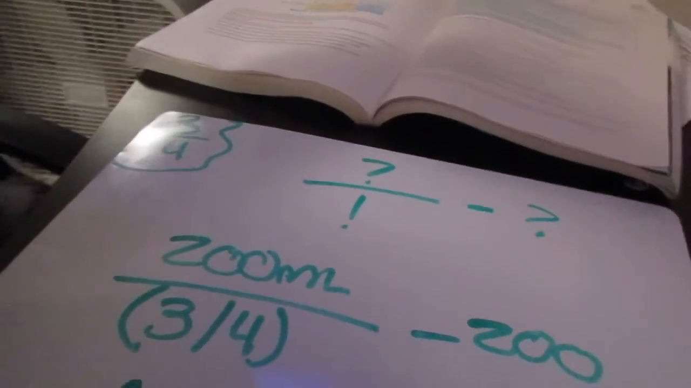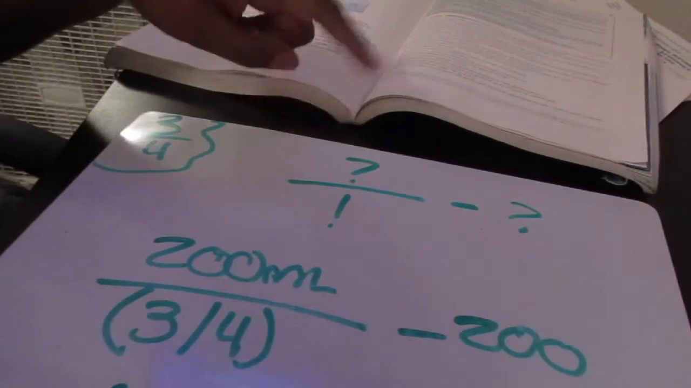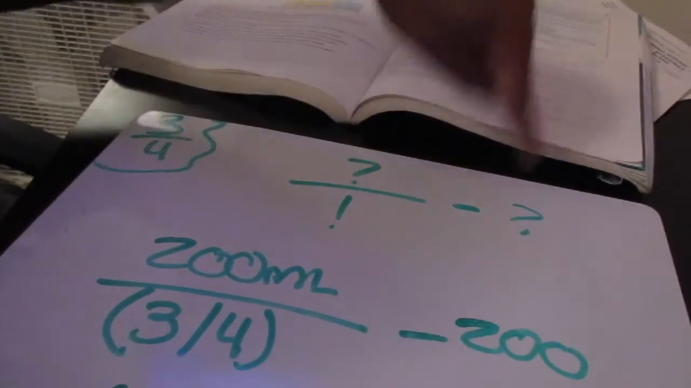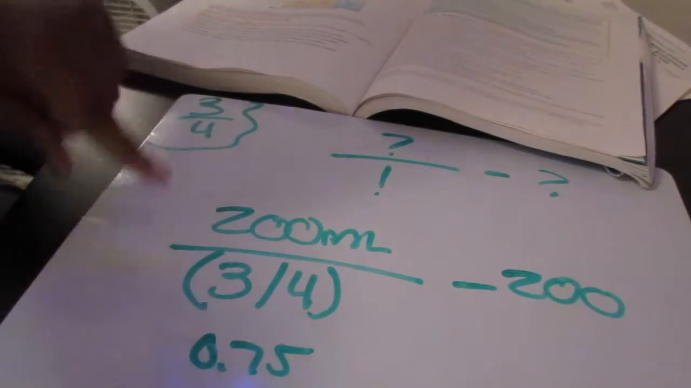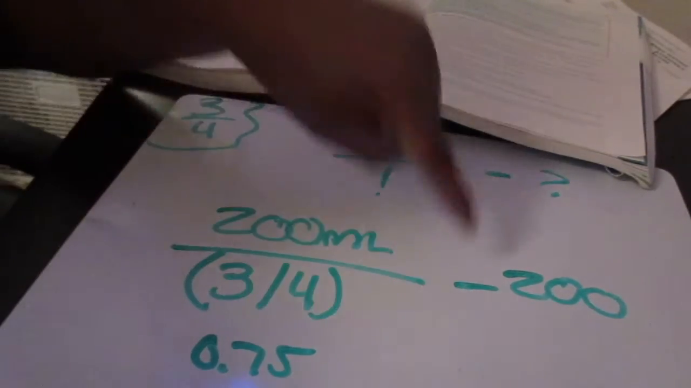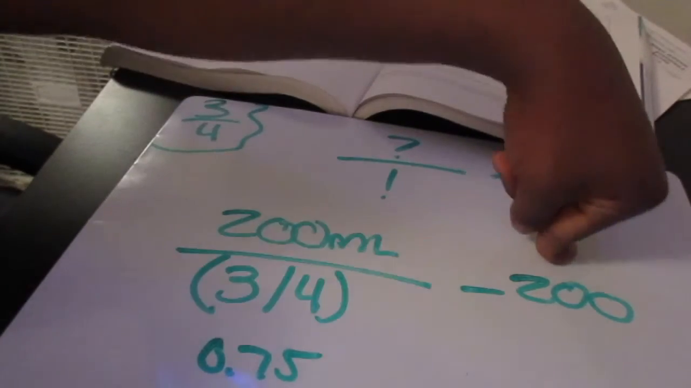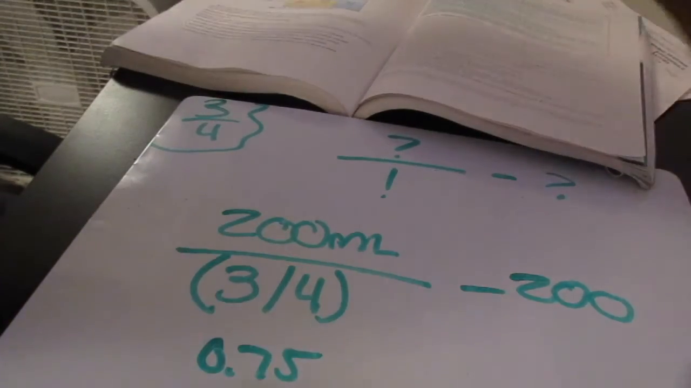I don't know if this helps you guys or confuses you more, but I'm going to keep doing it. But question mark divided by exclamation point minus question mark. So 200 milliliters is what they tell us is available, divided by the strength, which is 3/4, minus the 200 milliliters, which is so weird, but hey, that's what it is.